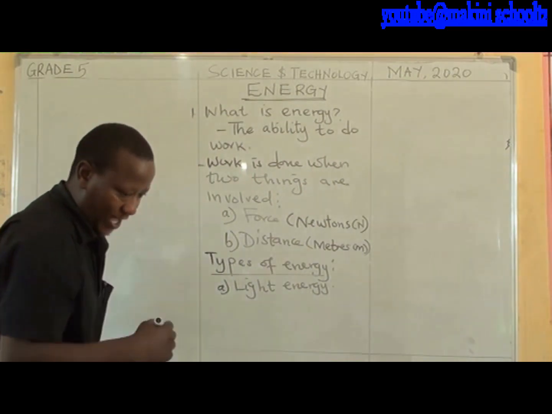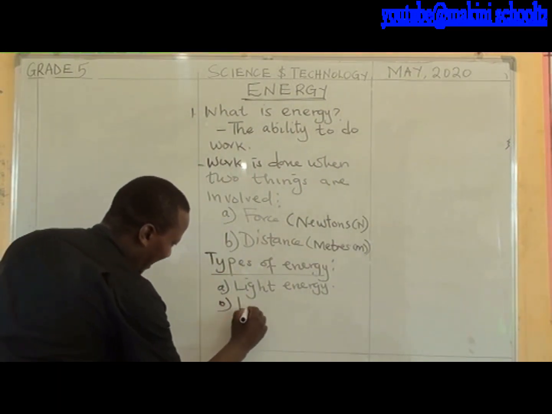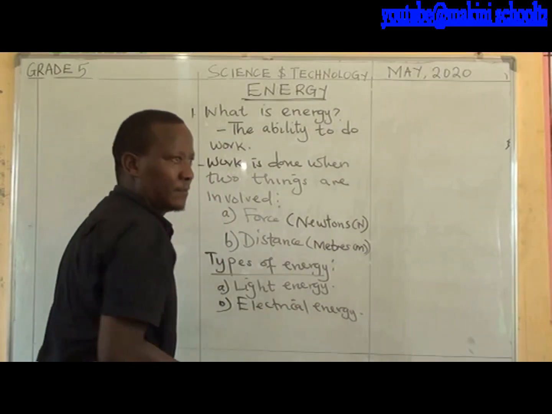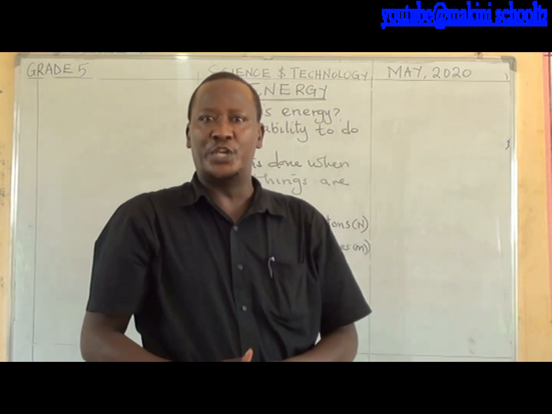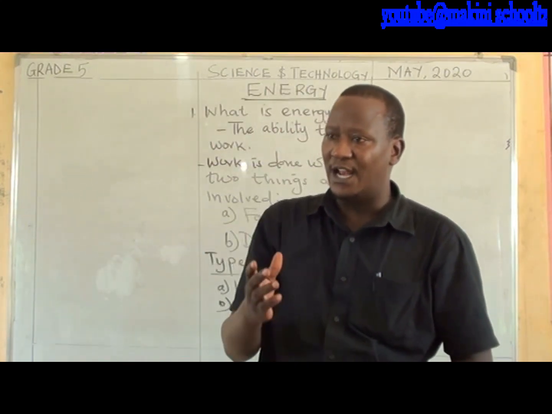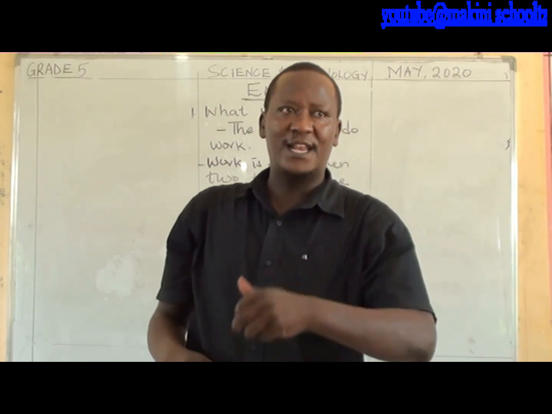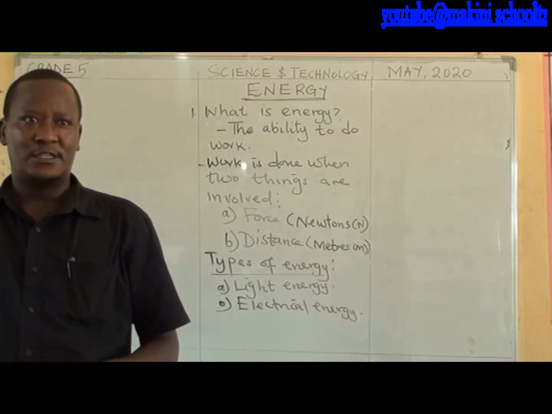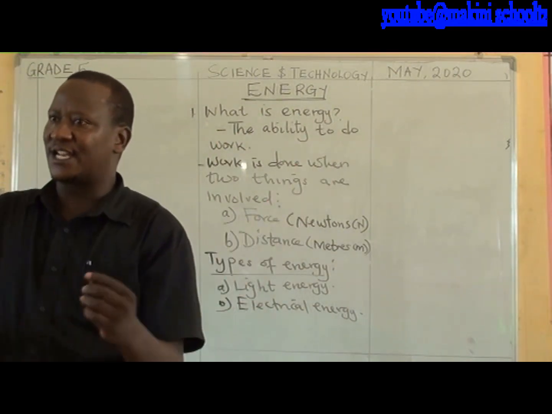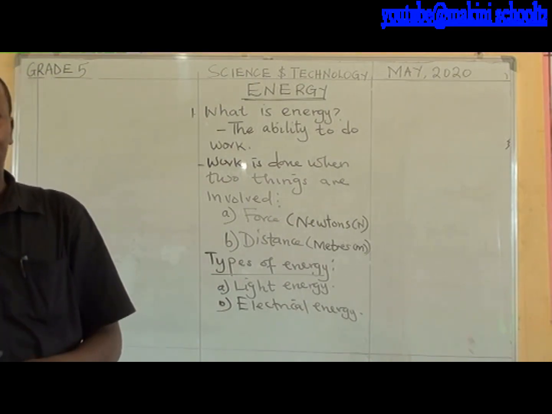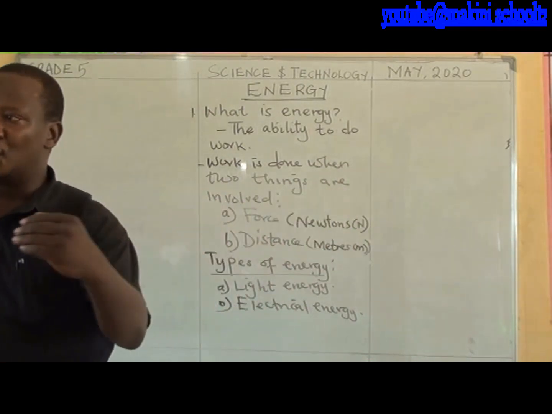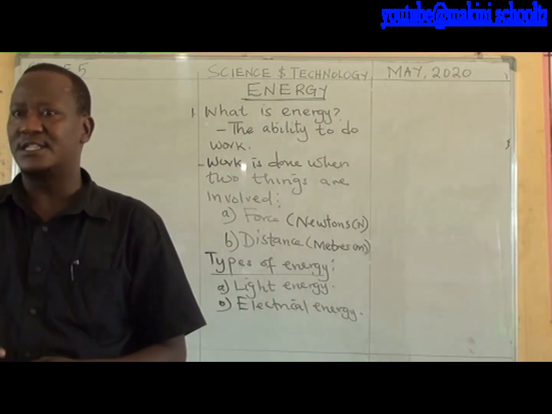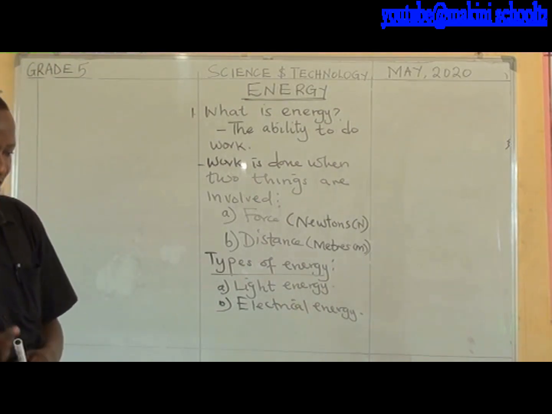Another form of energy that we have is electrical energy. Electrical energy is an energy which involves the flow of electrons in a good conductor of electricity. We use electricity at homes. We have connections that are connected to the appliances that use electricity, so that energy can flow through those conductors and enable our electrical appliances to work. That is electrical energy.